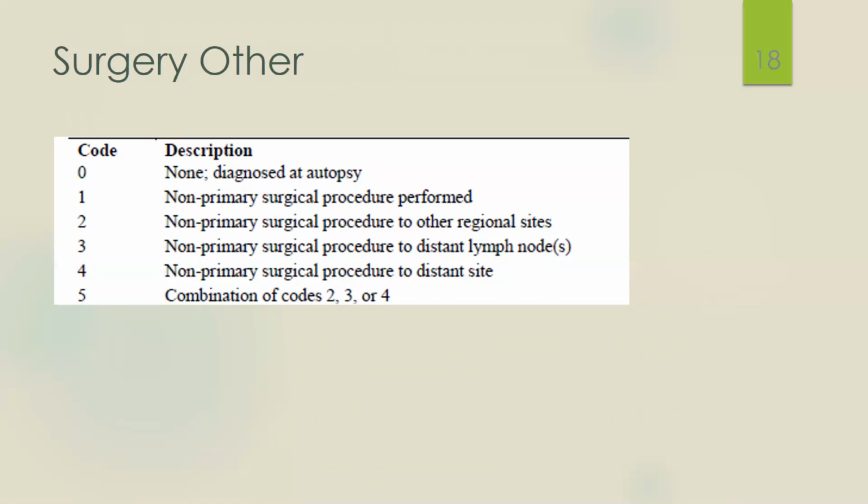The key factor here is that the regional or distant site has to be removed, not just biopsied, and it has to be removed because it is thought to be involved with cancer. So an incidental removal of a gallbladder or appendix would not be coded here because there's not a suspicion of cancer in that organ.